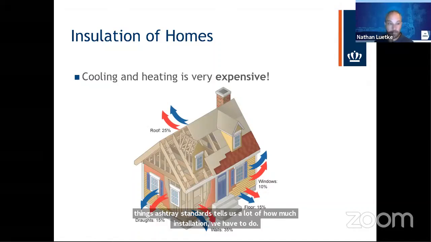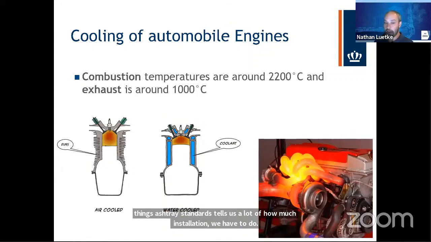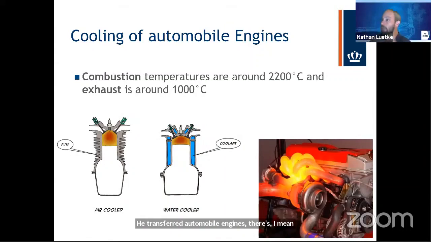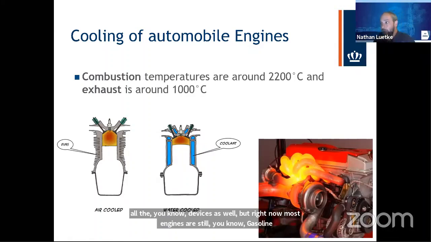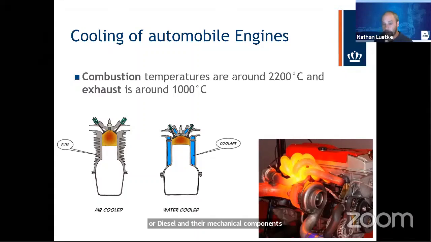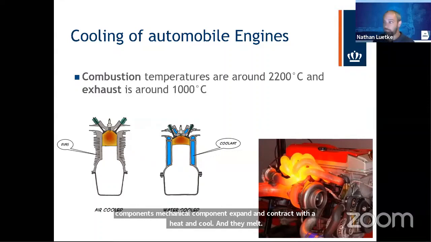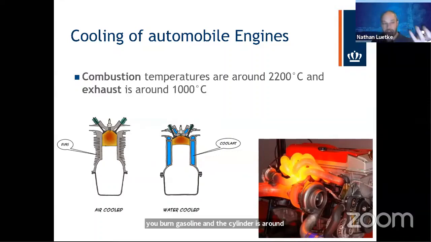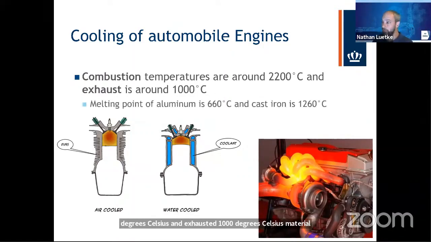There's heat transfer in automobile engines. One day we're going to go all electric. There's still going to be heat transfer because there's going to be heat created through all of the devices there as well. But right now, most engines are still gasoline or diesel, and they're mechanical components. Mechanical components expand and contract when they heat and cool. They melt. The temperature inside a combustion chamber is really, really hot. The max temperature of combustion when you burn gasoline in a cylinder is around 2200 degrees Celsius, and exhaust is 1000 degrees Celsius. Materials melt much cooler than that. Now, that's not a constant temperature because it's happening cyclically.